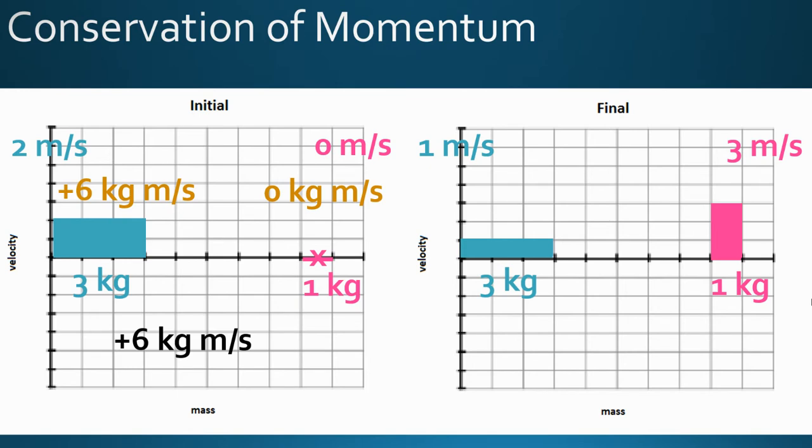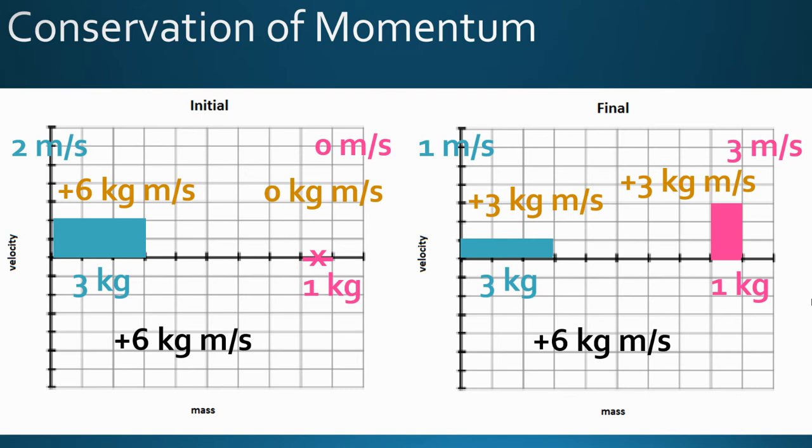If we look over here in the final, ball 1 is moving now with a velocity of 1 meter per second. So 3 times 1 will give us positive 3 kilogram meters per second. Ball 2 has a mass of 1 and a velocity of 3. So it also has a momentum of 3 kilogram meters per second. So if we look at this, the total momentum on the final is also 6 kilogram meters per second.